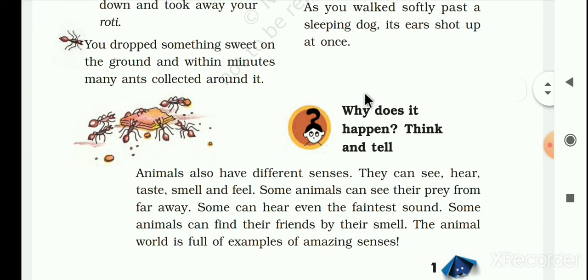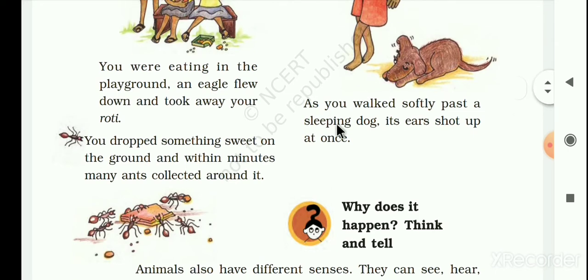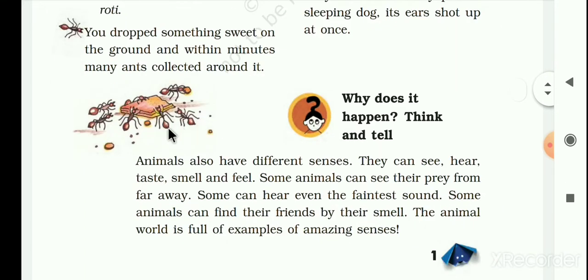Let's have another look. Why does it happen? Think and tell. Animals also have different senses. Can you see over here? The ant has the nose as its sense organ. Over here, the dog hears, right? So ears are the sense organ. And over here, the eagle sees with its eyes. So the sense organ is eyes, right? So animals also have different senses. They can see, hear, taste, smell and feel.